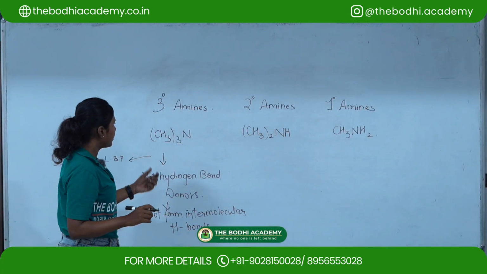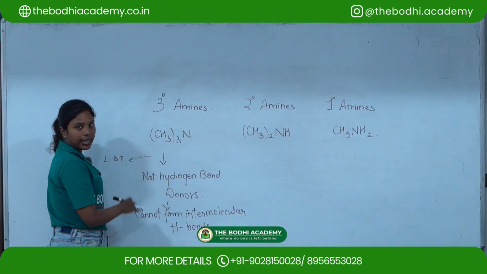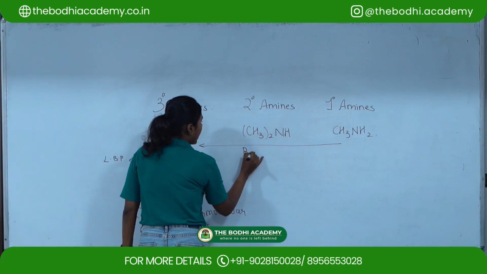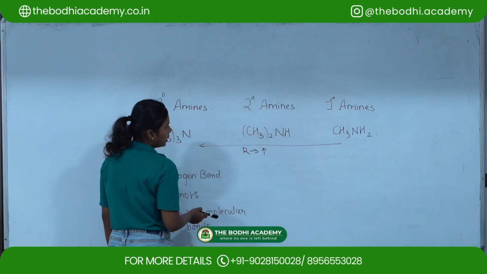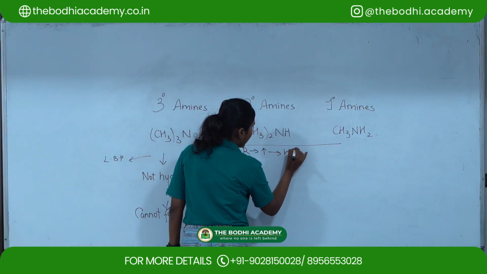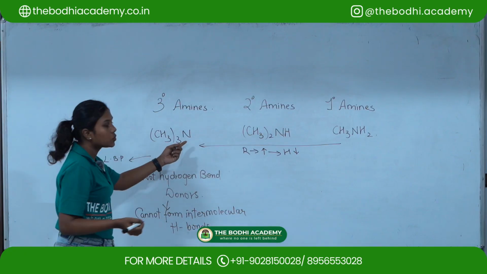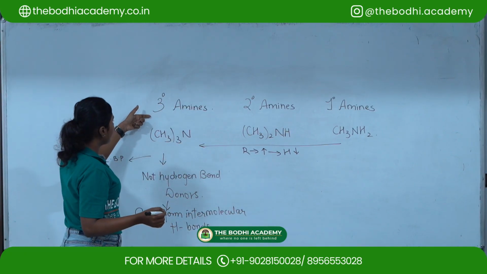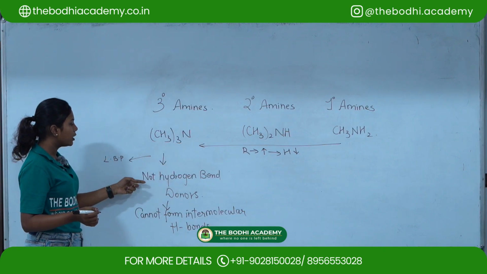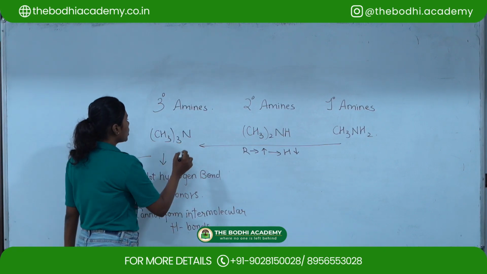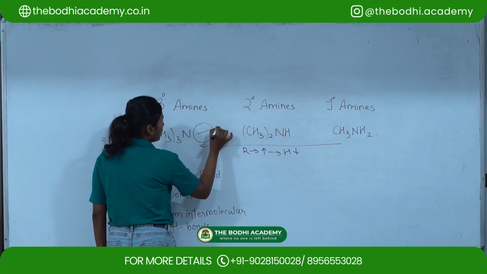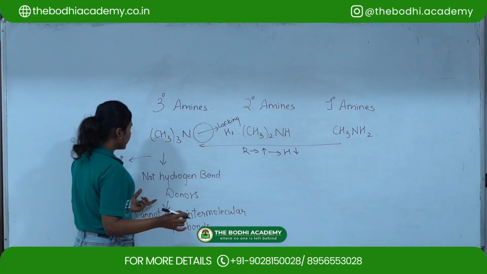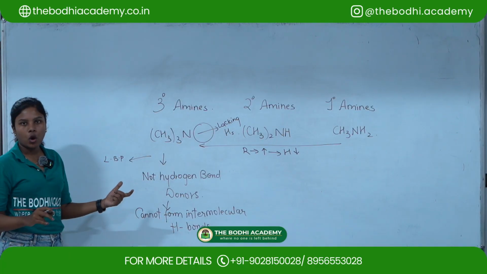Now in this, if we see, as the number of alkyl groups, the R groups, are increasing, the hydrogens associated with the nitrogen are decreasing. So in the tertiary amine, we have no hydrogen bond donors present, because this nitrogen is lacking hydrogens. That is the reason there are no hydrogen bond donors.